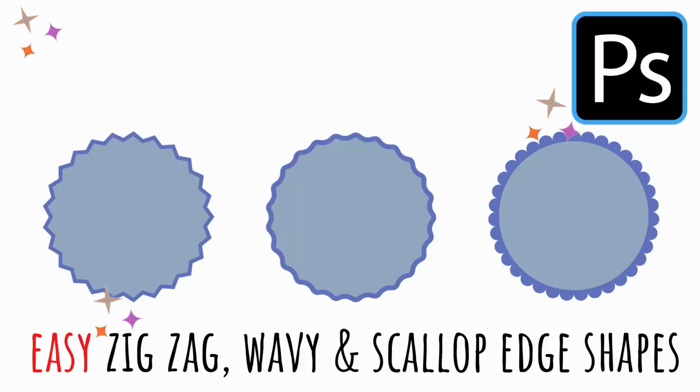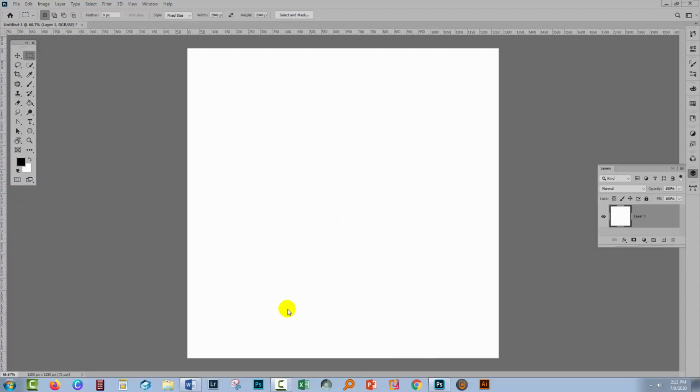Today we're looking at creating zigzag, wavy and scallop edge shapes in Photoshop, and this is pretty easy with the most recent versions of Photoshop. I have a square document open here. You can create any size document that you like. Now we're going to the shape tools.